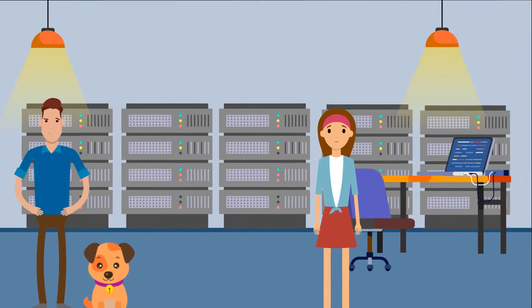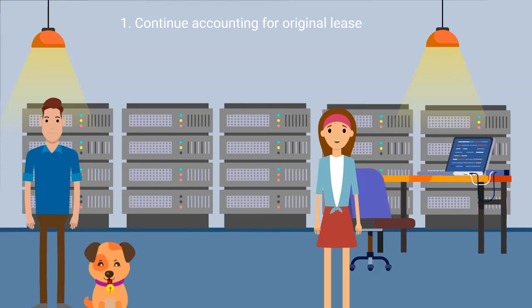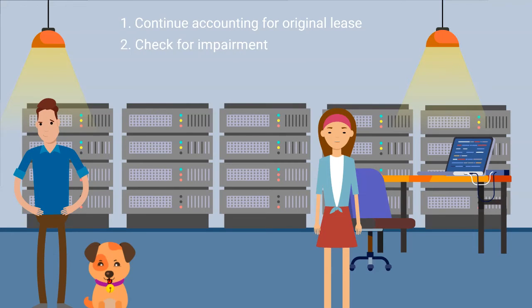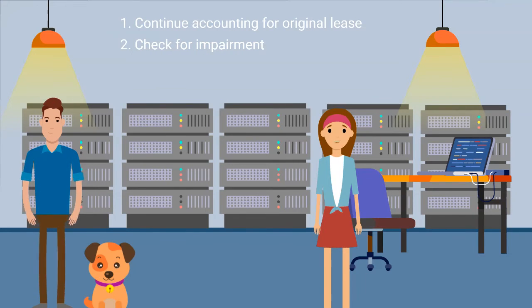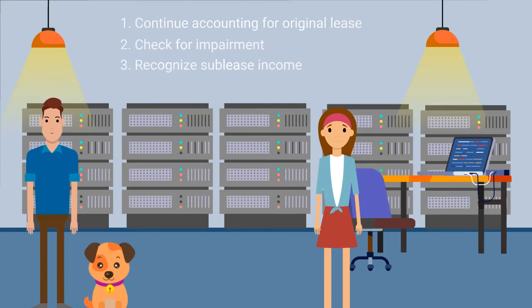Okay, understood. So let me see if I got this. When we sublease, the original right-of-use asset and the lease liability both would go unchanged. We might need to consider the right-of-use asset for impairment. And lastly, I would not set up anything for the new operating sublease, but would instead recognize the income each month as it's earned. That's correct.